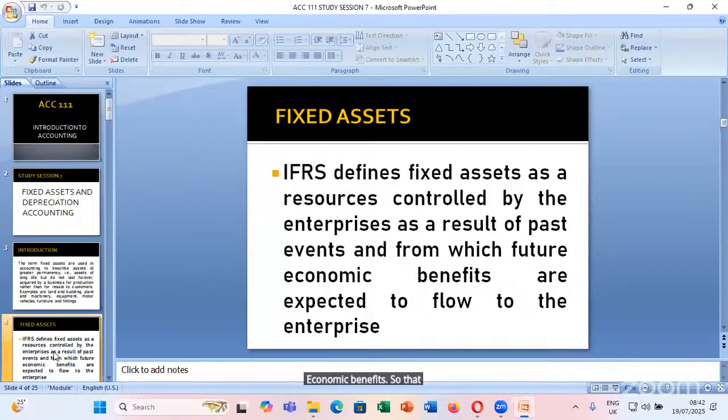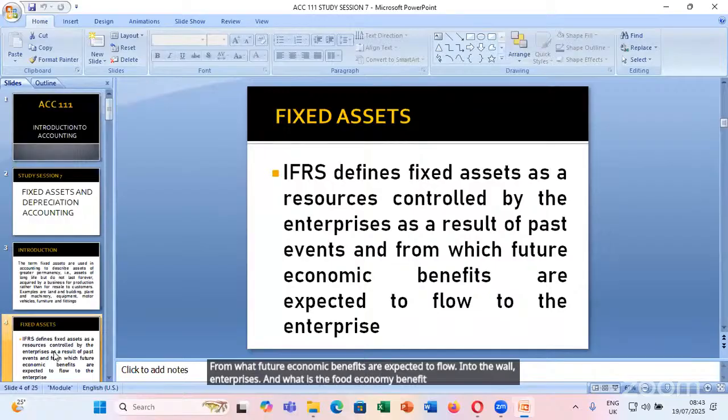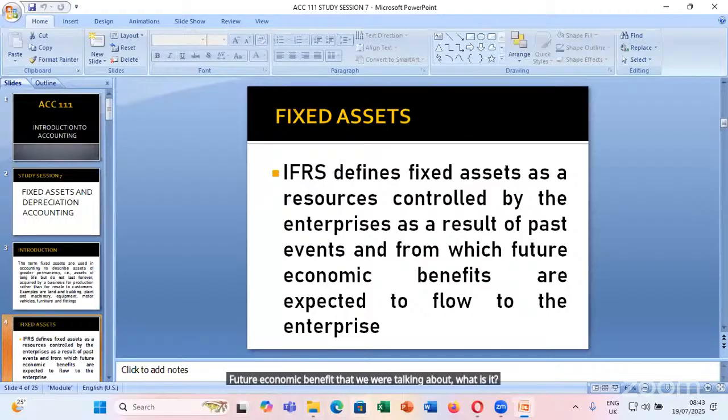So that is the definition. If I'm asking in the exam, how does IFRS define an asset, you should be able to tell me that it is a resource controlled by an enterprise as a result of past events, from which future economic benefits are expected to flow into the enterprise. And what is the future economic benefit we are talking about? Happiness Williams, can you talk? What is this future economic benefit that we are talking about?